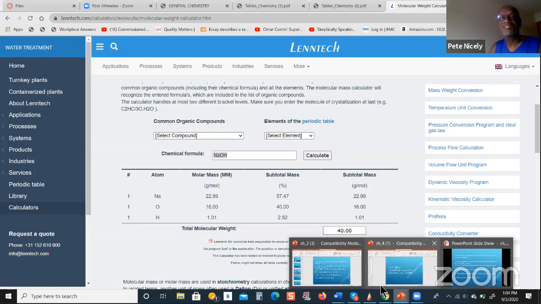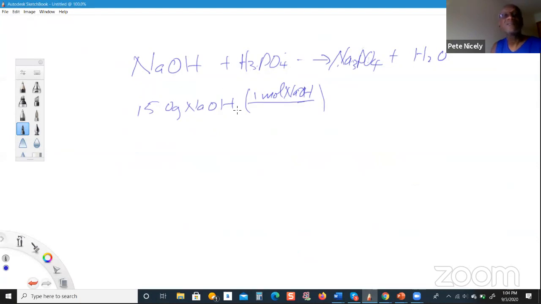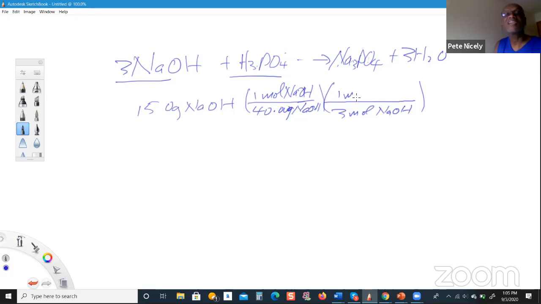40.00 grams of NaOH. And then what I should have done up here is balance the equation. To balance this, we need a 3 here and a 3 here. So the mole ratio between the sodium hydroxide and the phosphoric acid would be 3 moles of sodium hydroxide to 1 mole of phosphoric acid, right?